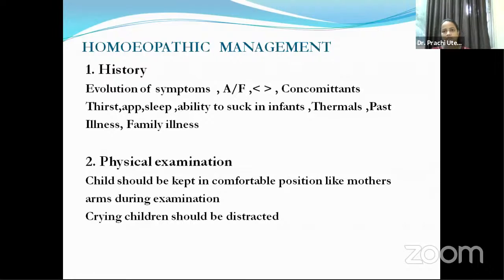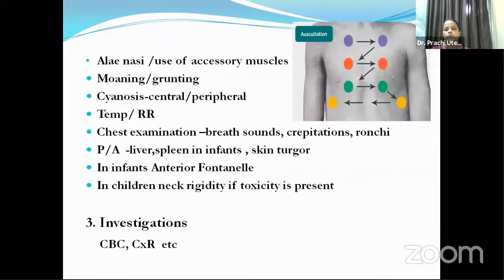Examination is a bit difficult task in the case of infants. Older children at least can cooperate, but in infants it is difficult. So we have to make the child comfortable in the mother's lap or arms and should distract the child. Then what to look for in a child or a baby? That is the alae nasi. Is there any flaring of the alae nasi?